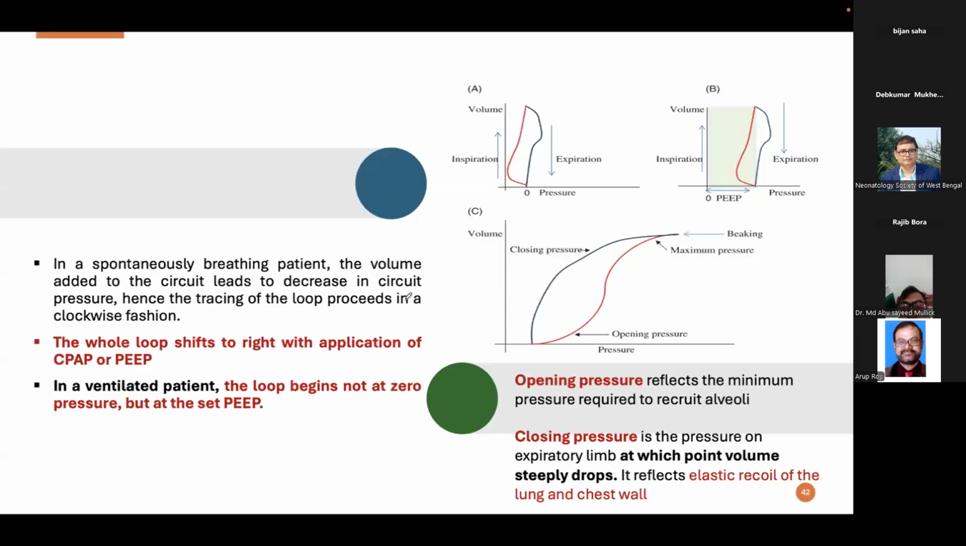If we increase the PEEP, we can see here that this loop is moving towards the right. And if the opening pressure is far away from your PEEP, then that is bad for the lung. So we need to keep this opening pressure as close to the PEEP as possible. These are certain important things that we need to keep in mind while looking at your pressure volume loop.